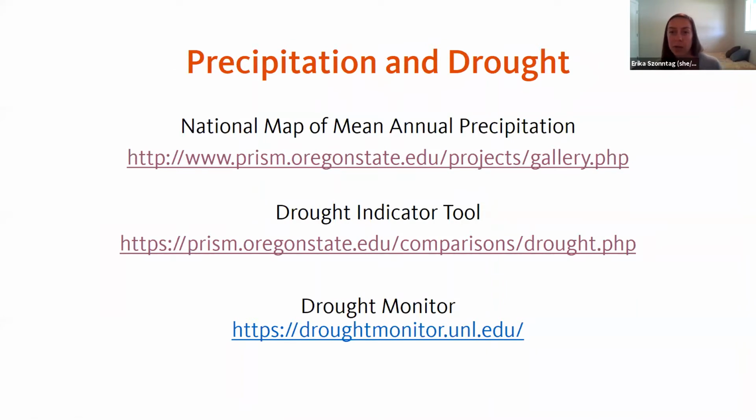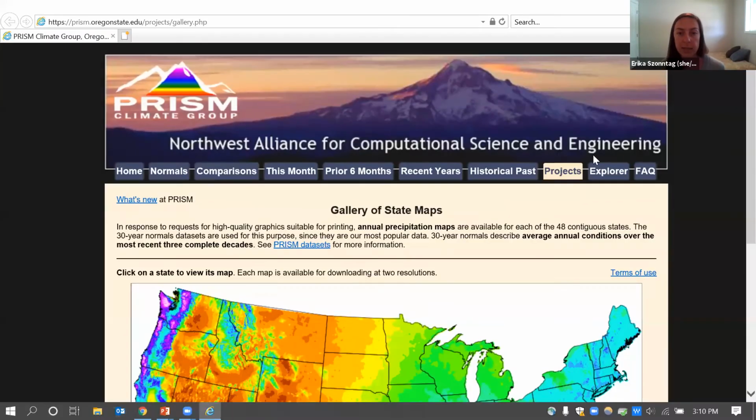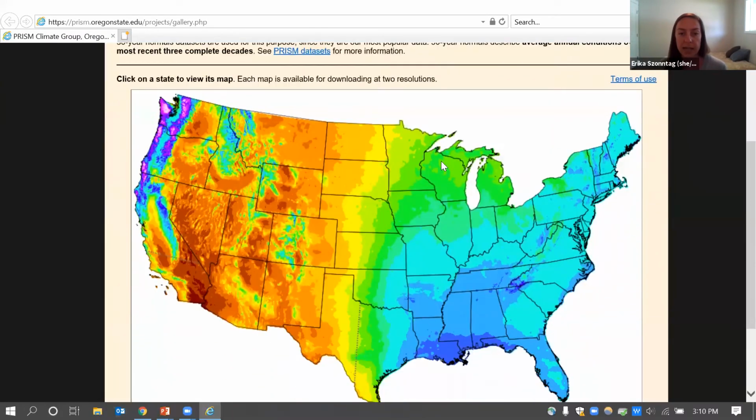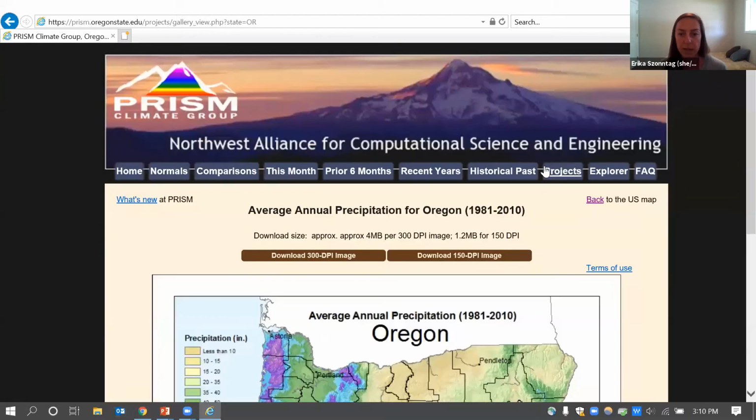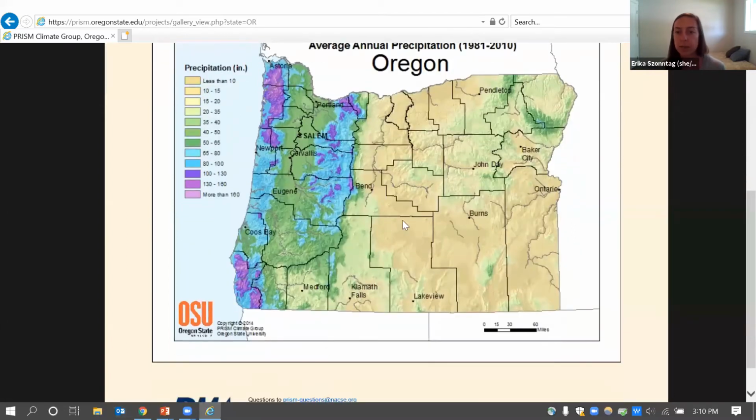So in talking about water quantity, I want to share with you just a couple of tools that I really like using that can really quickly and easily help you see what your local precipitation regime is and if you are experiencing drought or what kind of drought you're experiencing. So this first one is a map from the PRISM Climate Group from Oregon State University. And this is just a really great map that shows a 30-year average annual precipitation.